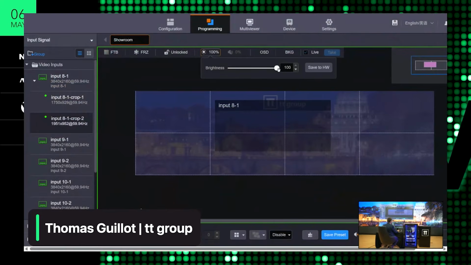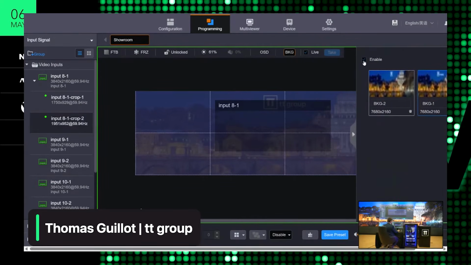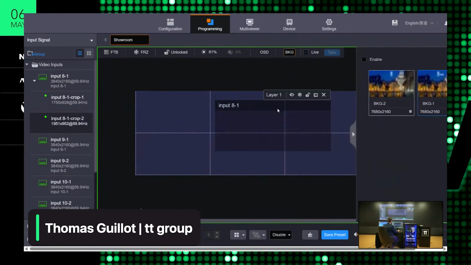So I can reduce the brightness. I can control the brightness. I can even fade to black my video wall. So it goes black, and it comes back. The background, maybe I can remove it because it's a bit confusing. So I will disable the background. Now it's more clear.